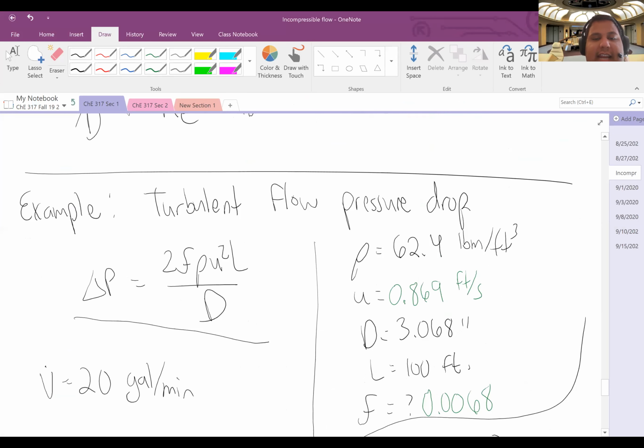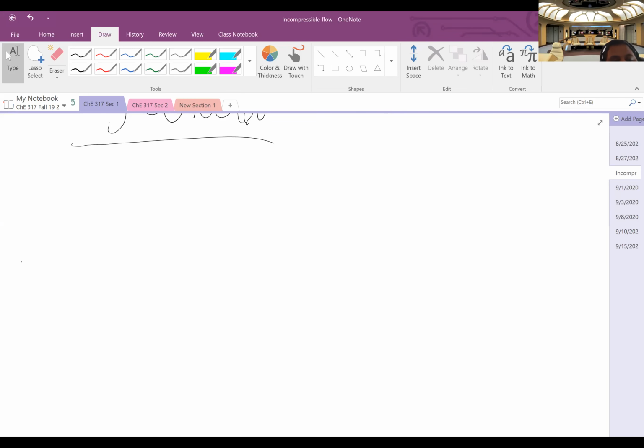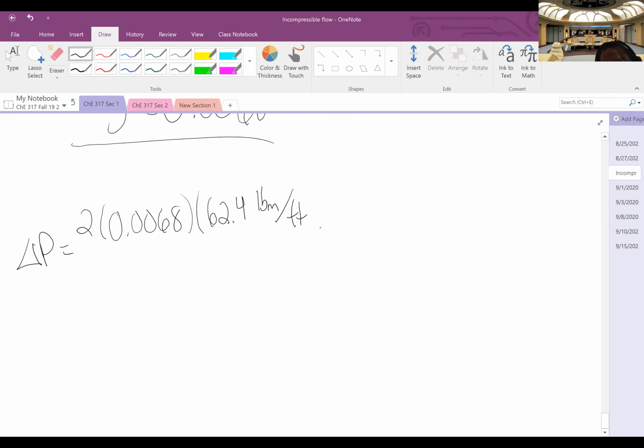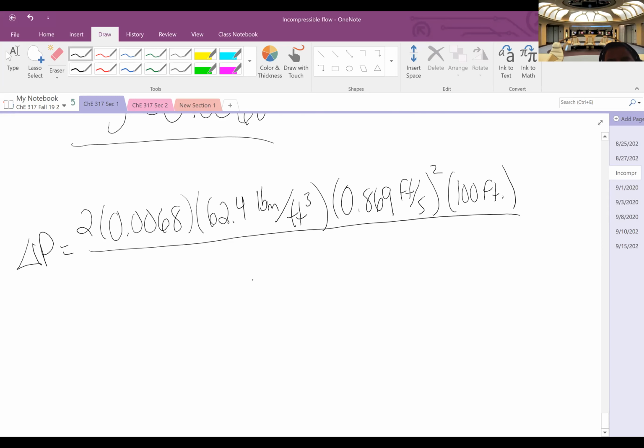So with that in mind, now I can go and start solving for my pressure drop, my delta P, which is 2 times my friction factor of 0.0068 times my density, 62.4 pound mass per cubic foot, times my velocity squared, 0.869 feet per second squared, times my length, 100 feet, divided by my diameter, or 3.068 divided by 12 feet.